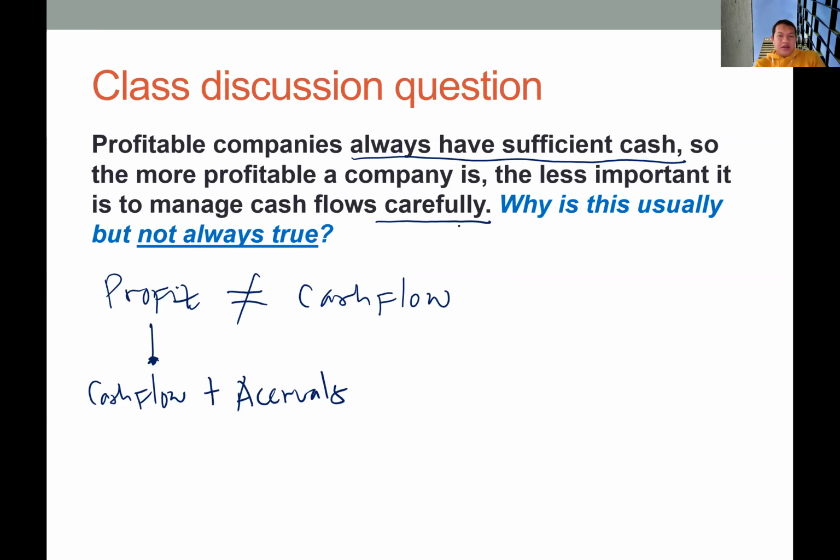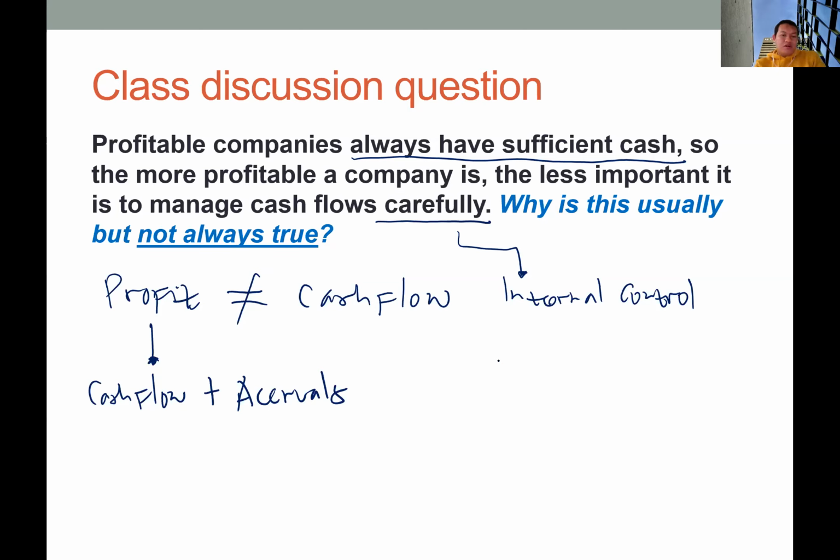So how do they manage the cash carefully? Mostly we have the internal control system. I think you have learned this in accounting A. The internal control system for managing the cash includes bank reconciliation and segregation of duties and other ways of controlling the cash. But the point is that the company should manage cash carefully, regardless of their profitability.